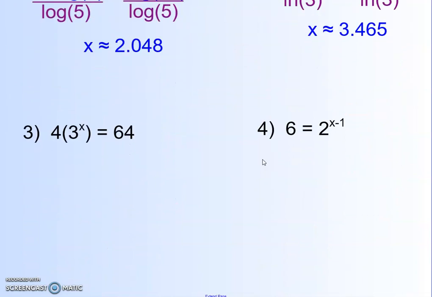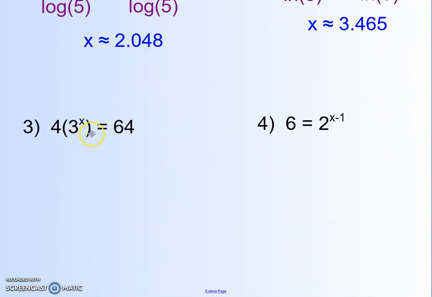Let's take a look at two new problems here. Let's take a look at problem number 3. Now again, you'll notice that the variable is trapped in the exponent. So we're going to want to bring logarithms into play, but not right away. Do not bring a logarithm into play until the base is isolated, until the base is all by itself. And this 3, nope, it's not by itself. It's got that 4 hanging out there. So I got to get rid of that 4.